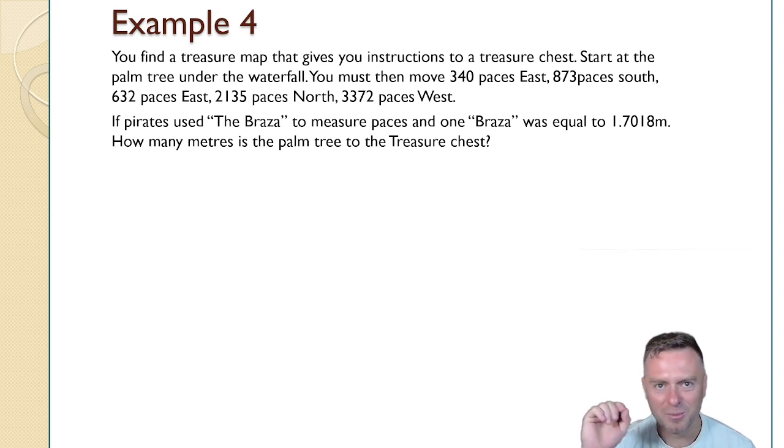So just pause the video. My hint is to try and draw that out. So draw the measurements out and see if you can get it.